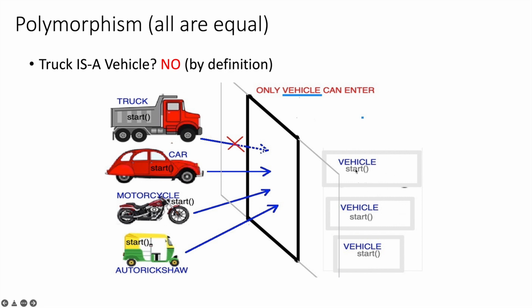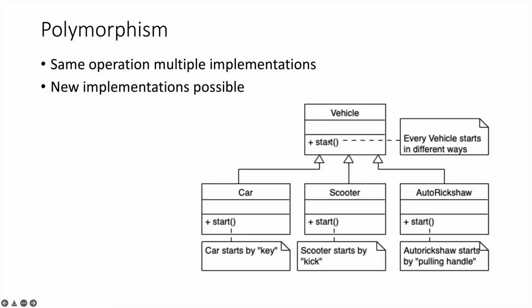Try to imagine it this way rather than this, because this is more of a real world picture. This is the software picture of it. It's like a box, and here you will find truck has got a start method, car has got a start method, motorcycle, auto rickshaw, but anyway truck we are going to keep it outside, it's not a vehicle. When car enters inside, it's seen as a vehicle, and remember, vehicle only has got a start method.